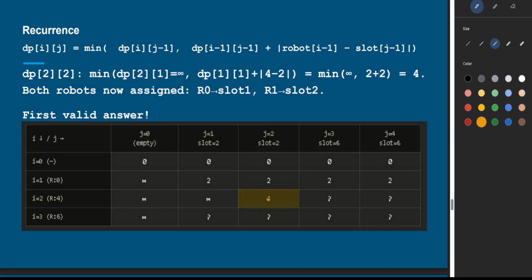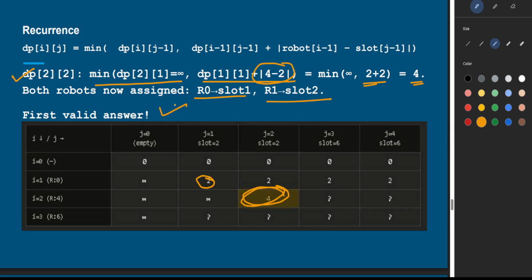So we found the very first valid answer right here, because at dp[2] we have infinity, and the value at 2 is 2, and the current value we have calculated is 2. So 2 plus 2 is nothing but 4, so we will assign this value as 4, right? It means both robots are now assigned: the first goes to slot 1 and the second goes to slot 2, and that is the very first answer we have found.